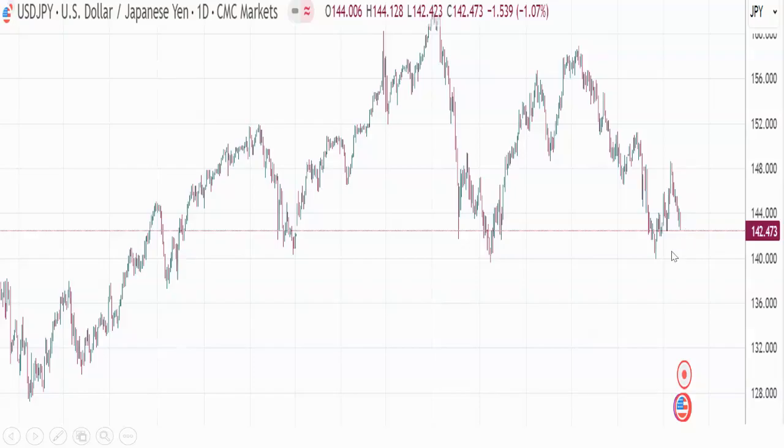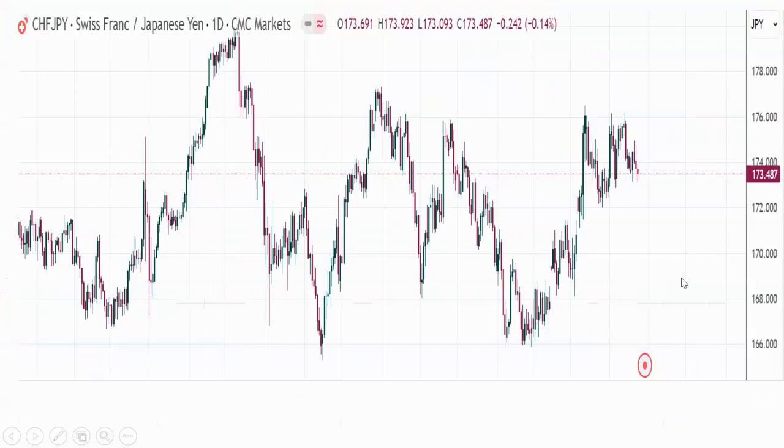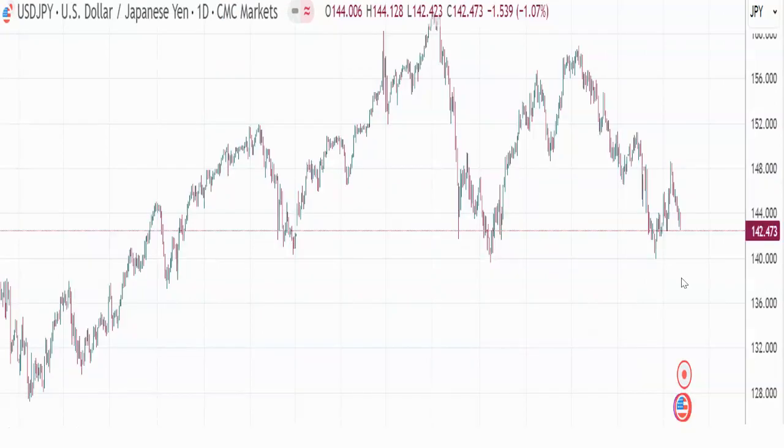From this point, if it breaks under the previous low here at this line, it could be a great chance that this is going to move downwards, same as the Swiss Yen, or it may bounce back from here to go upwards. So I'm going to keep my eye on this pair.